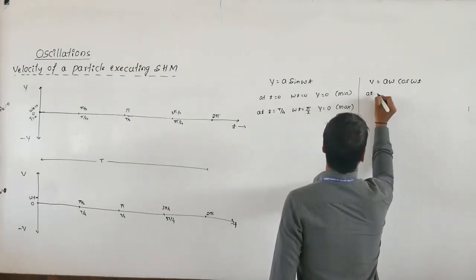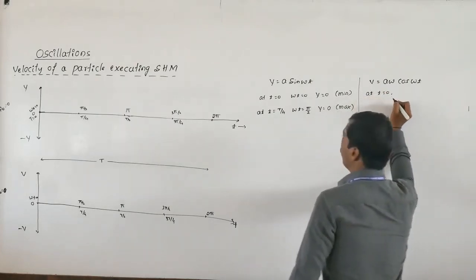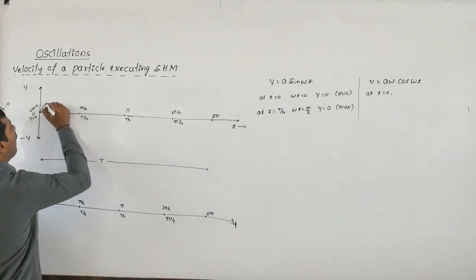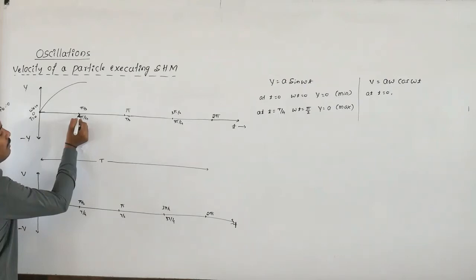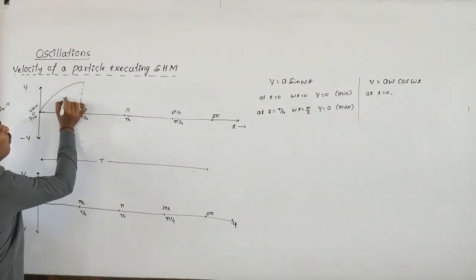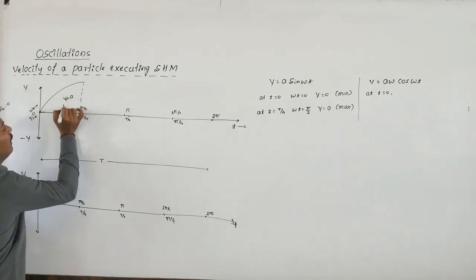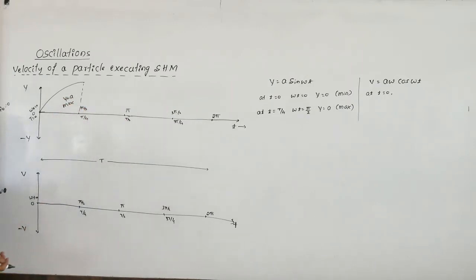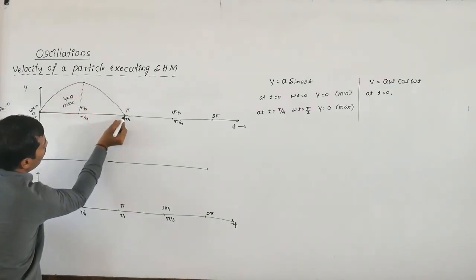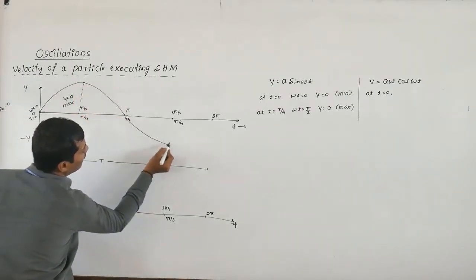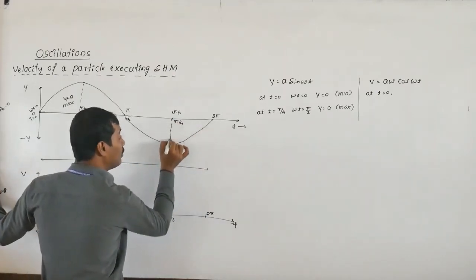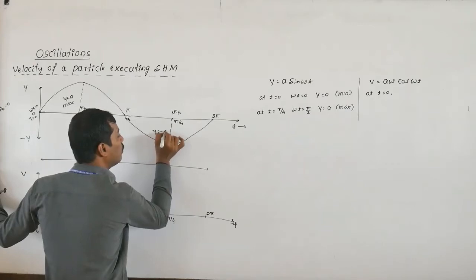At t is equal to 0, I'll draw the graph here. At t by 4, the displacement is maximum. Here y is equal to a. Afterwards, at t by 2, it becomes minimum. Then again maximum, then minimum. Here also it is maximum in the negative direction, y is equal to minus a.